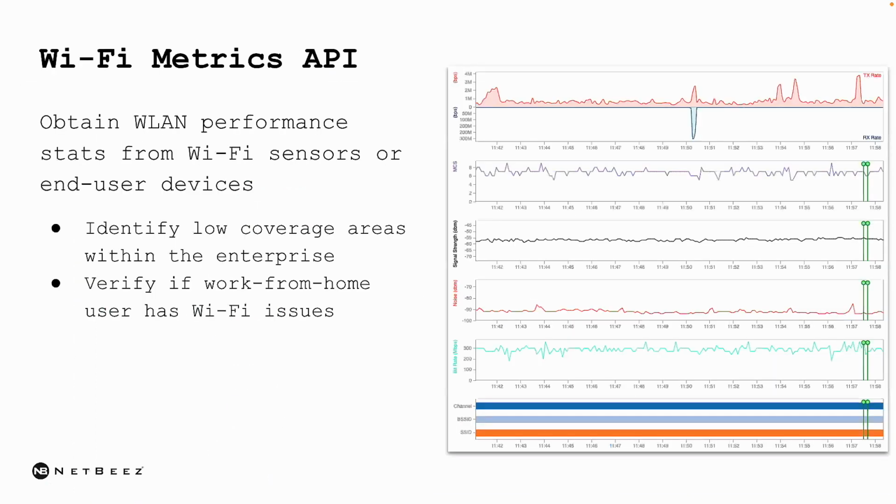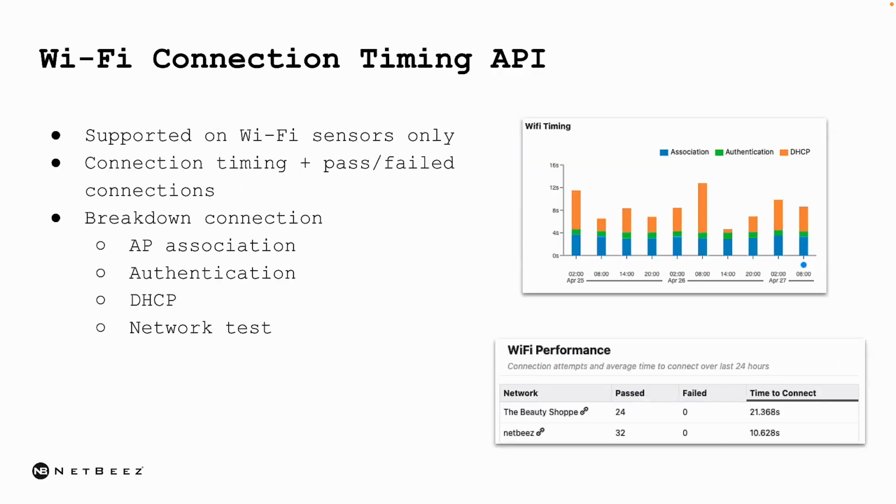So next, we have the Wi-Fi metrics. I'm not going to go through all the API endpoints, but you get the idea where we have for each and every one of these metrics, you can get the results back from our API in order to identify users within low coverage areas, or if they're working from home, if they're having any Wi-Fi issues. So this data is also available through the API, as well as the Wi-Fi connection timing.